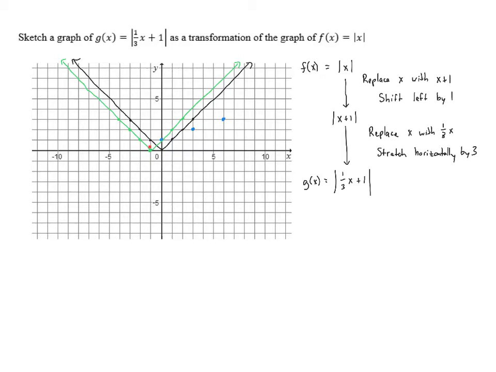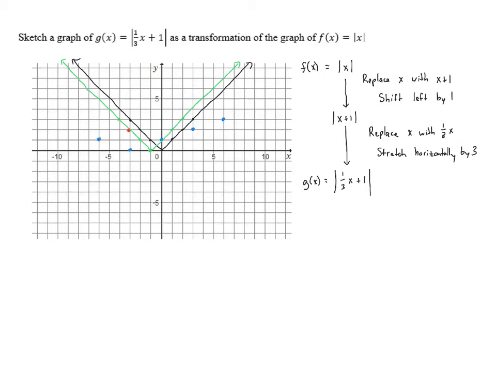Let's look at the points now on the left-hand side of the y-axis. This point is 1 unit to the left, so when we stretch it by a factor of 3, it's going to be 3 units to the left. This point here is 2 units to the left. If we stretch that 3 times as far, it's going to end up being 6 units to the left.